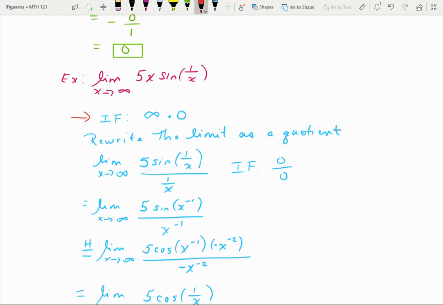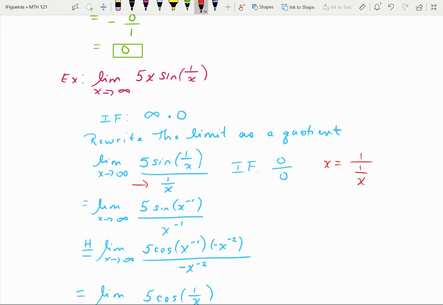So now we're ready to rewrite the limit as a quotient. Even though you have a quotient in your original expression, 1 over x is a quotient, the entire expression is not a quotient. So we're just going to use what we know from algebra. I know that I can write x as 1 over 1 over x. So that's what I did right here. Instead of writing 5x sine of 1 over x, I put the x below and wrote it as 1 over x. It still equals the original expression.